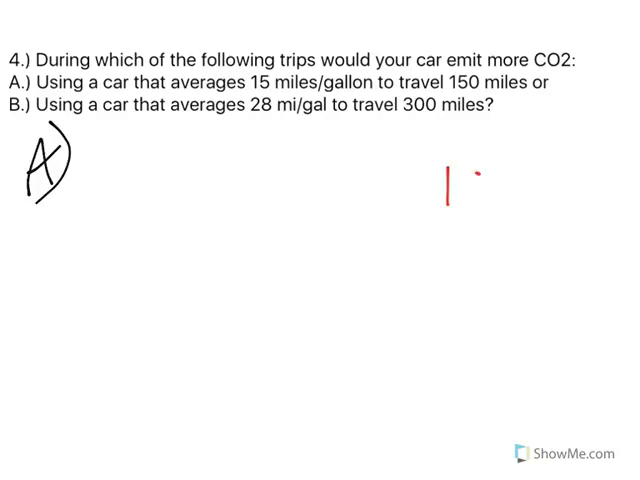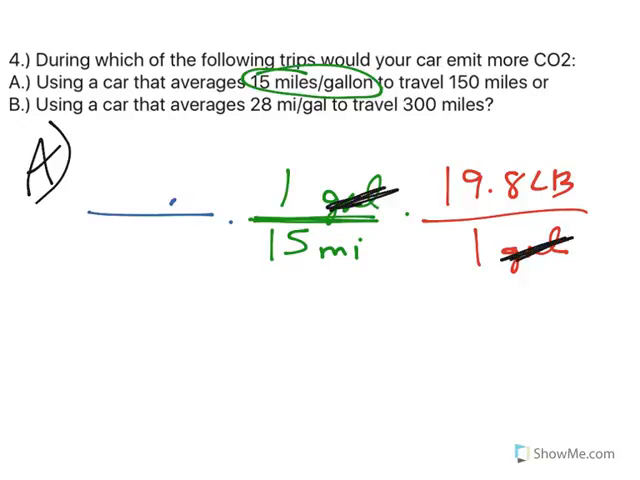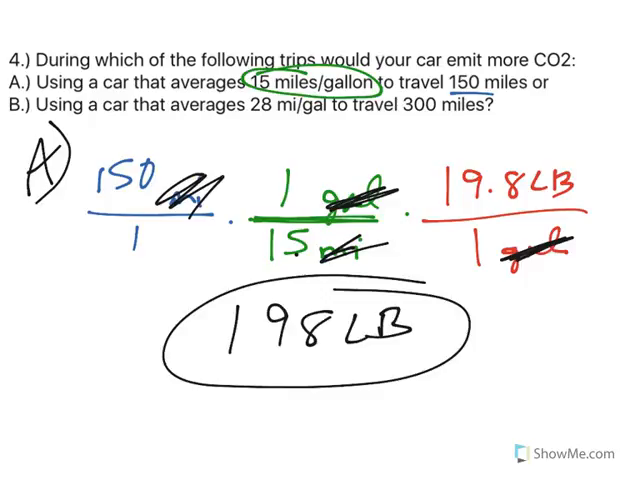So we're using CO2 with gas, which means we have 19.8 pounds per 1 gallon. I need to get rid of gallons. So in part A, 15 miles per gallon. So 15 miles per is the division sign, 1 gallon. That makes my gallons go away. And now how many miles is this person traveling? 150. So 150 divided by 15 times 19.8 gives me 198 pounds for part A.